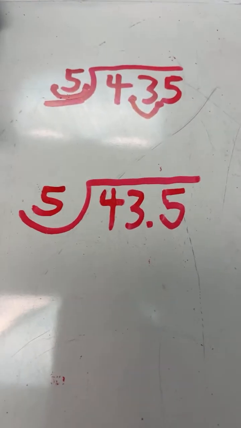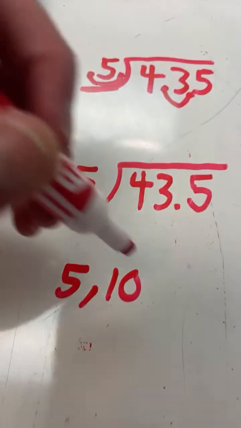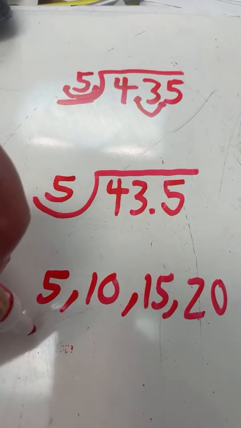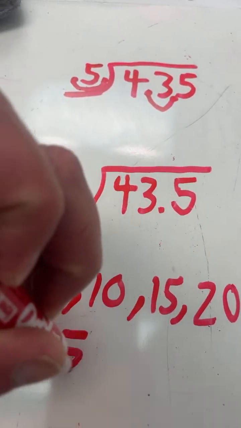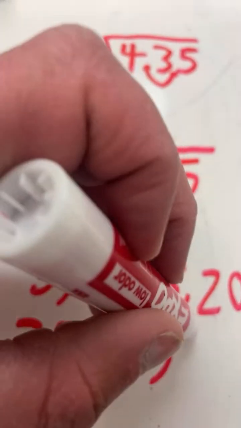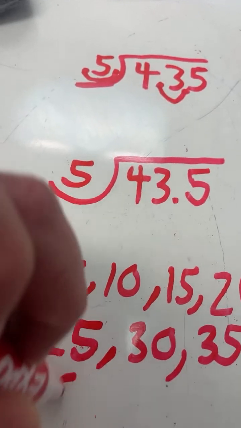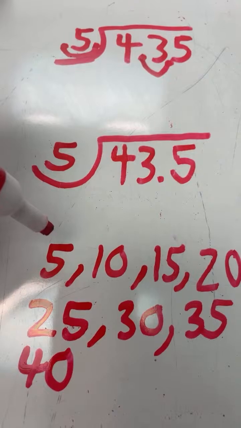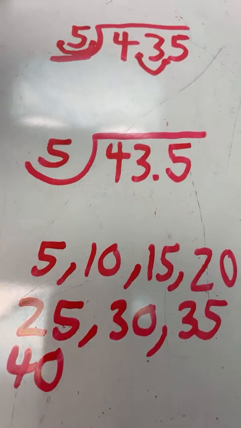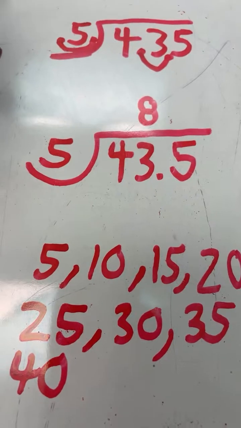So 43 divided by 5, we've got to figure out how many groups of 5 go into 43. Let's count by 5s. 5, 10, 15, 20, 25, 30, 35, 40. So we were able to get 1, 2, 3, 4, 5, 6, 7, 8 groups of 5 within 43. So 43 divided by 5 equals 8. There is a remainder there.